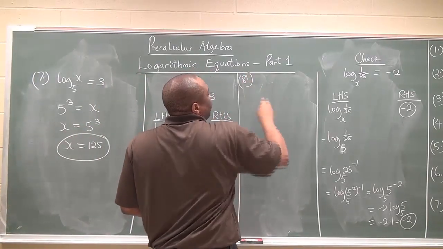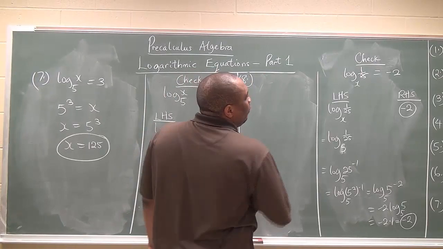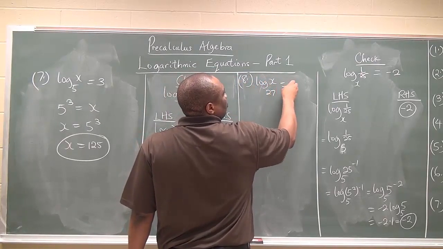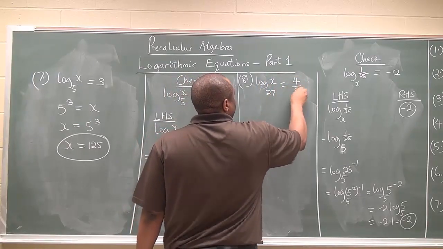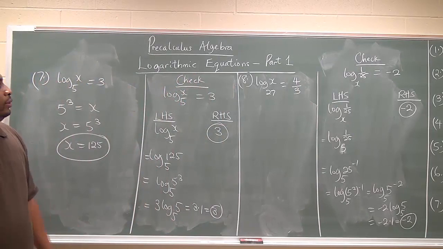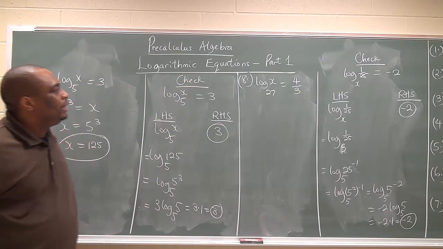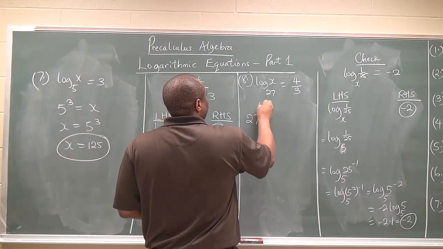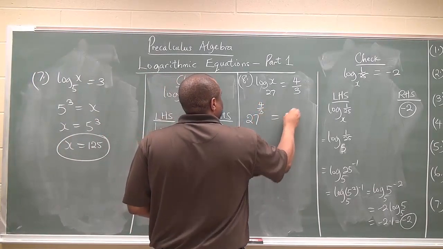Question 8. We have that log x base 27 is equal to 4 over 3. So here will be what? 27 exponent 4 over 3 is equal to x.